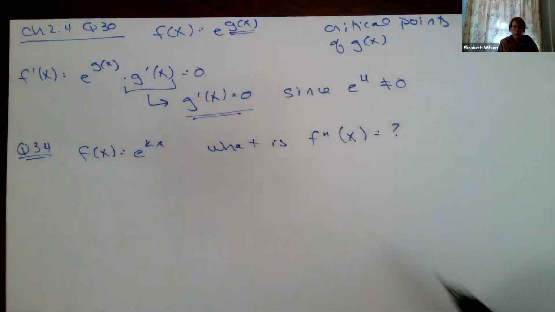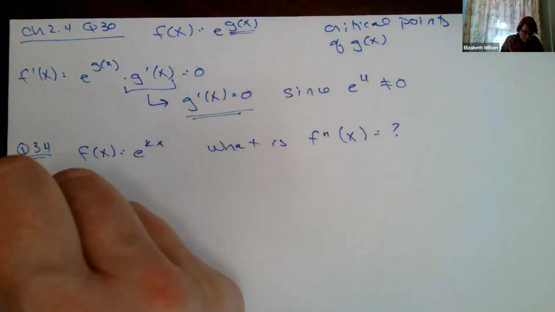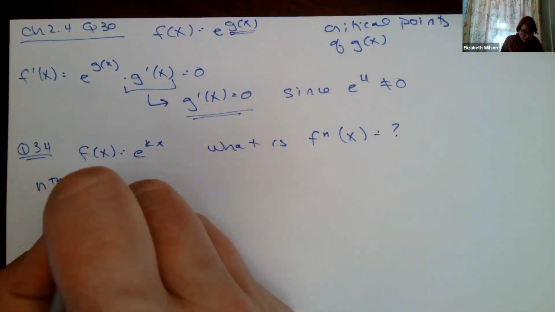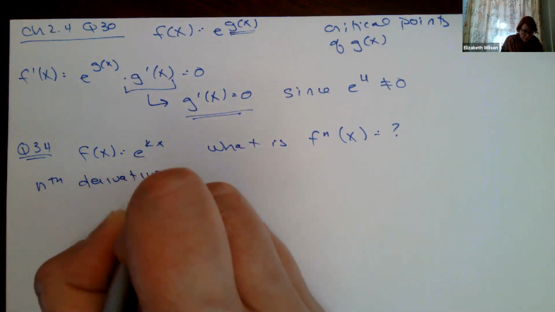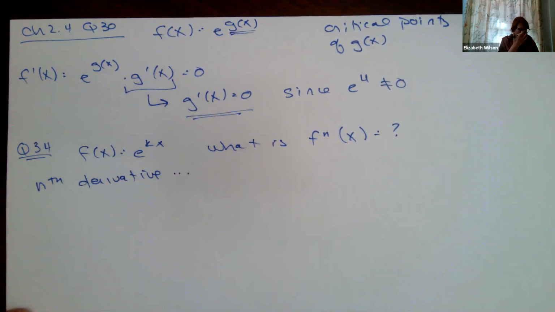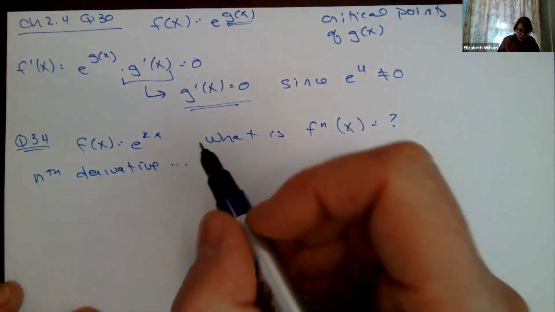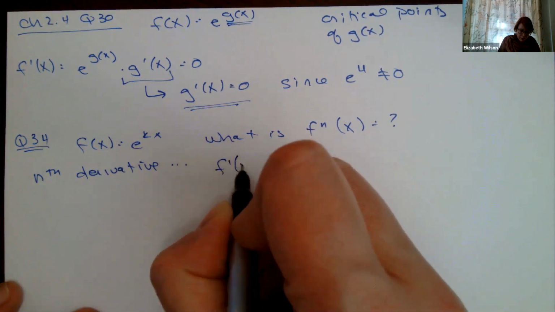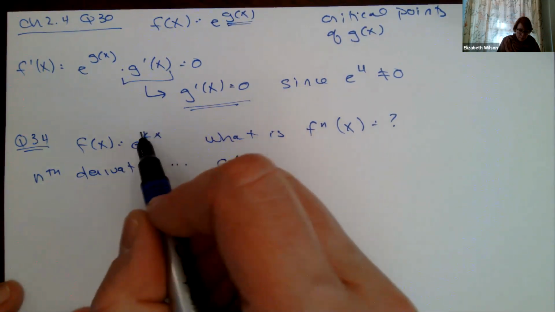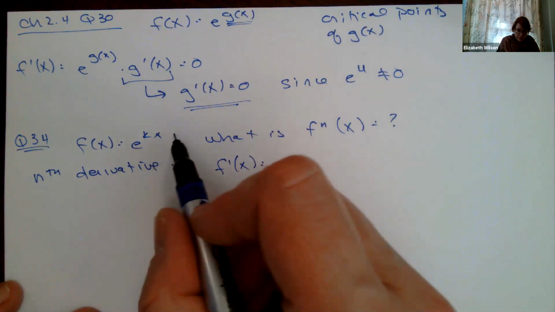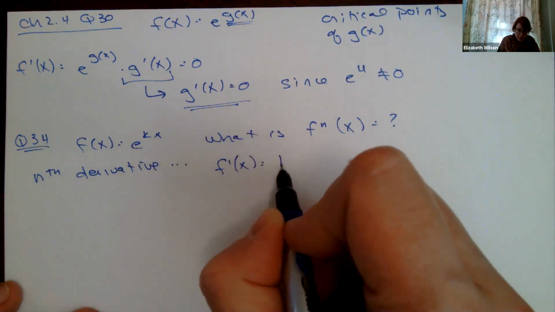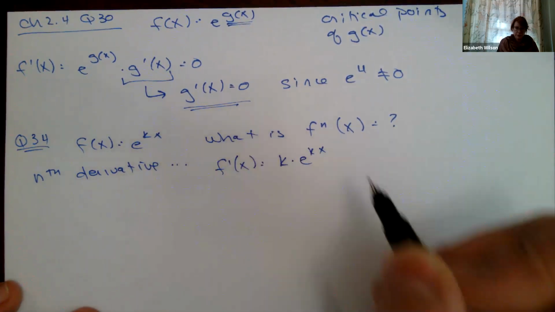So this is like our nth derivative, right? Let's write that out. Nth derivative is what they're asking for. How I want to think about it: if I'm not sure, I don't want to jump right into the nth part, but maybe start by thinking about my first derivative. I have e to the kx, and then with the chain rule I've got k times e to the kx.